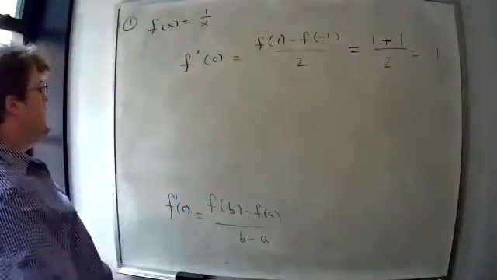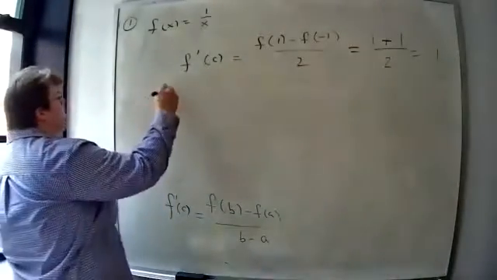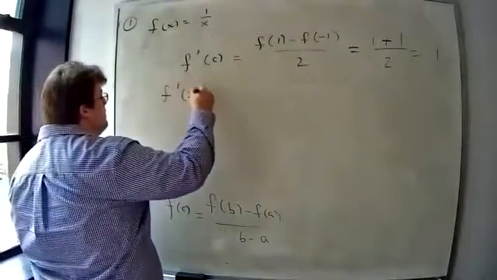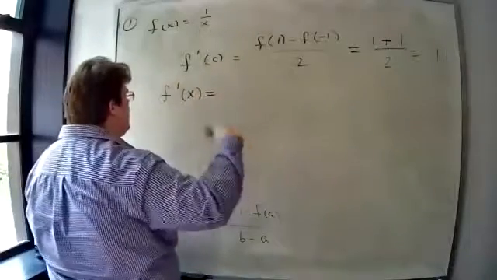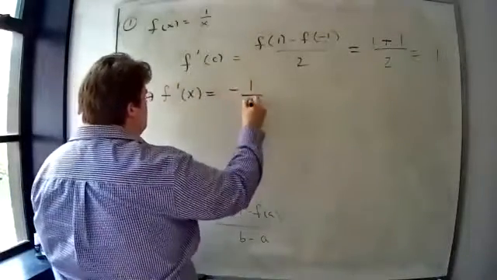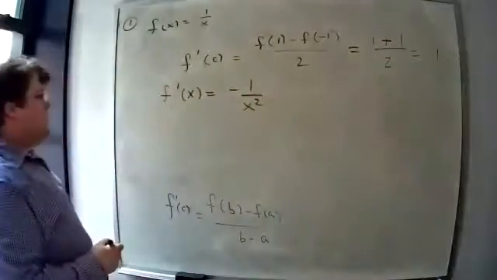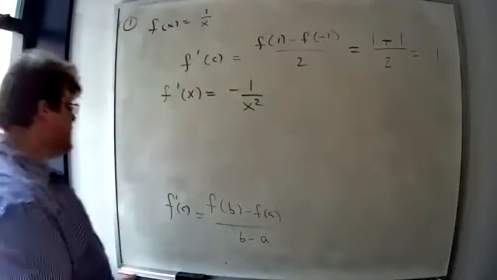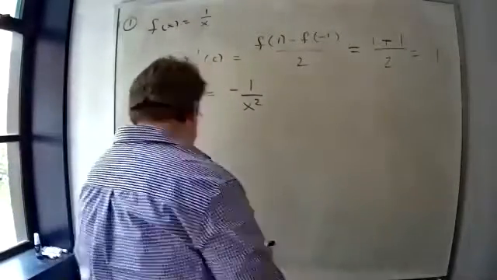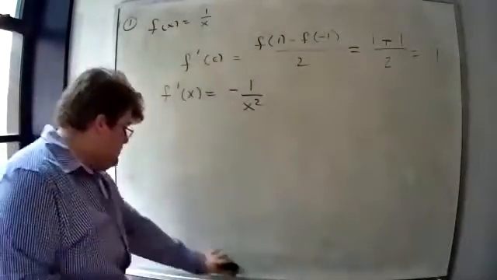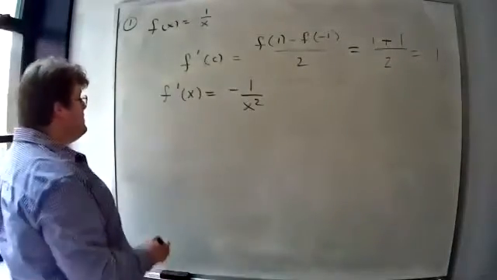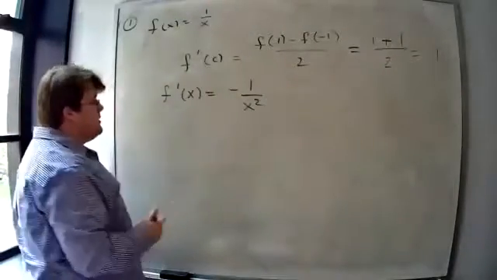Well, we need f prime, the derivative. So you could write negative 1 x to the negative 2. I'll just jump to the fractional form. F prime of x is negative 1 over x squared. So here, f prime at c would be negative 1 over c squared.